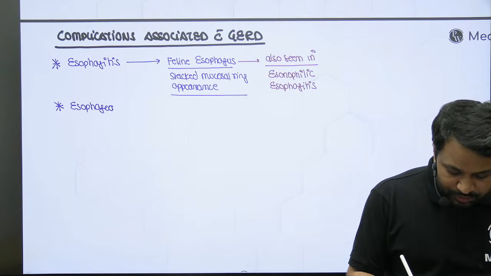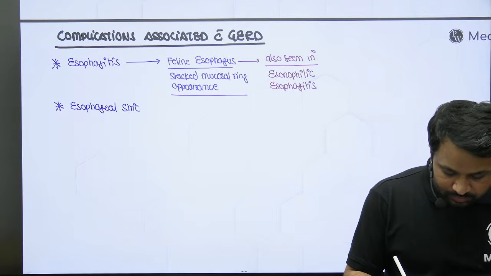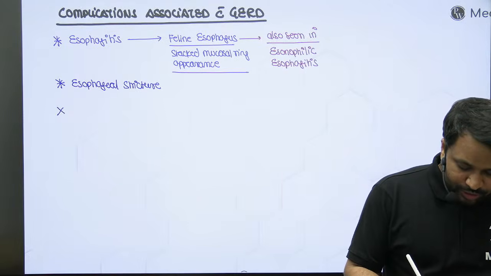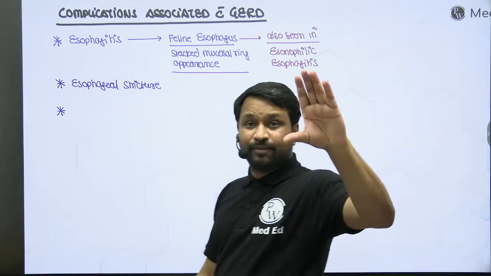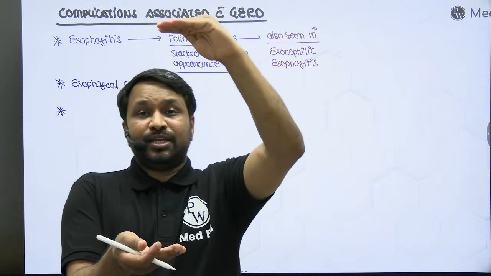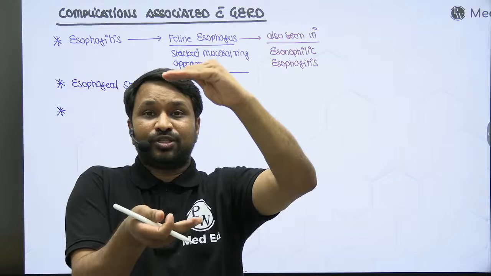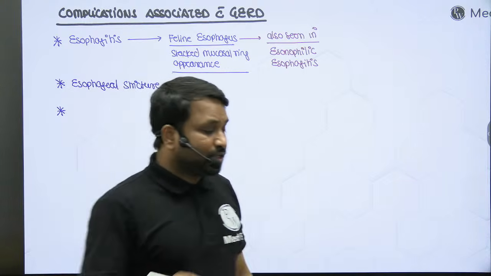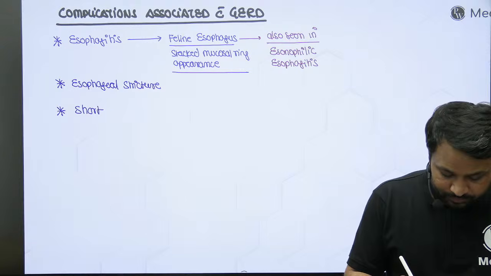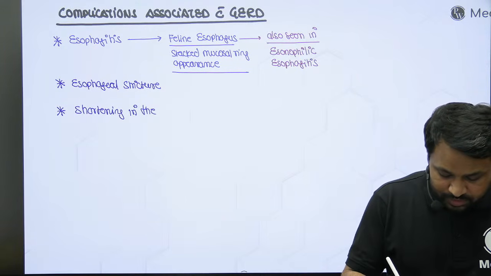esophageal stricture. This is going to result in esophageal stricture. Now, whenever there is a stricture, stricture is because of fibrosis. In fibrosis, tissue condenses. The esophagus is this lengthy, because there is inflammation and fibrosis, the esophagus is going to condense. This condensation of the esophagus will result in shortening. This is going to result in shortening in the length of the esophagus.